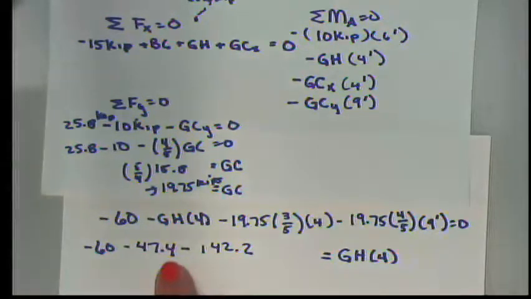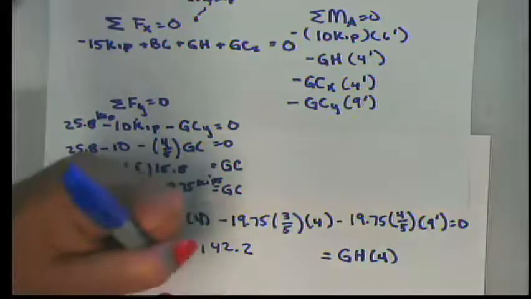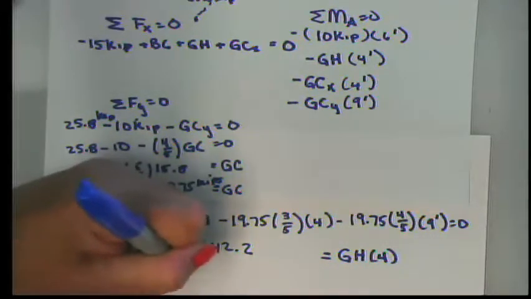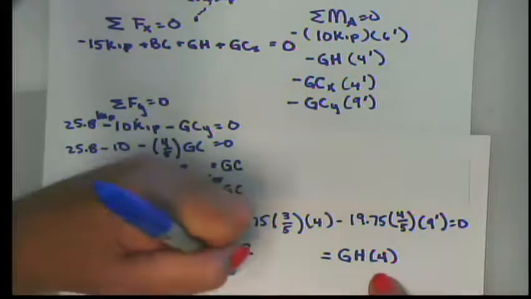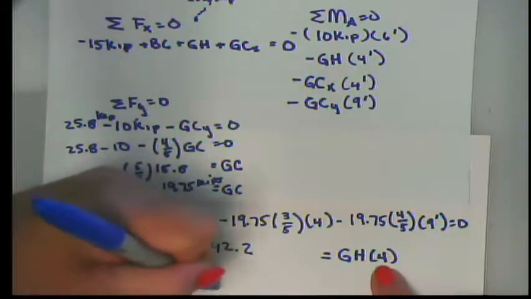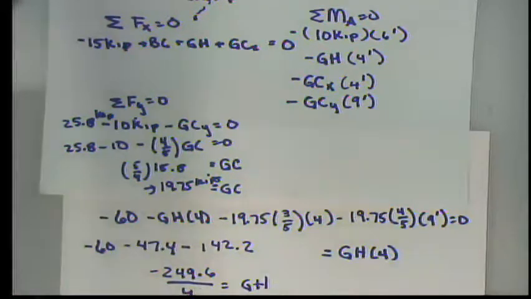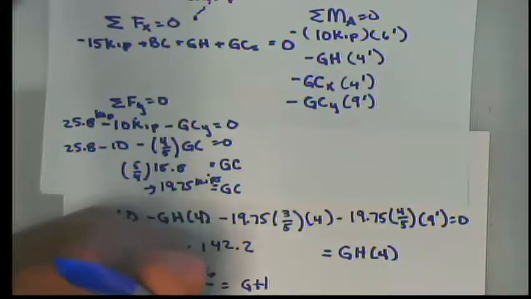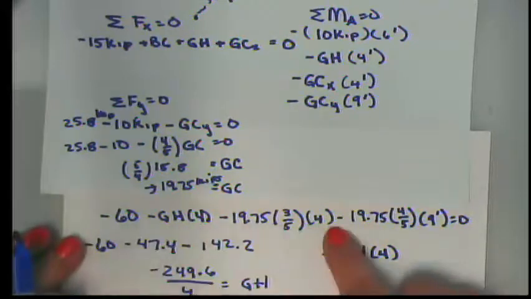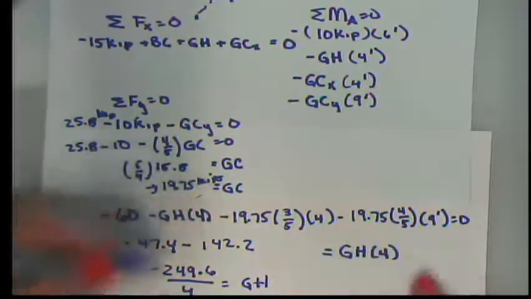47.4 is also negative. And 60 is also negative. I get a value of 249.6 in the negative sense, negative 249.6. And if I divide both sides by 4, I get the value of G sub H, which is 62.4 equals G sub H. All of my loads were in kips. All my distances were in feet.